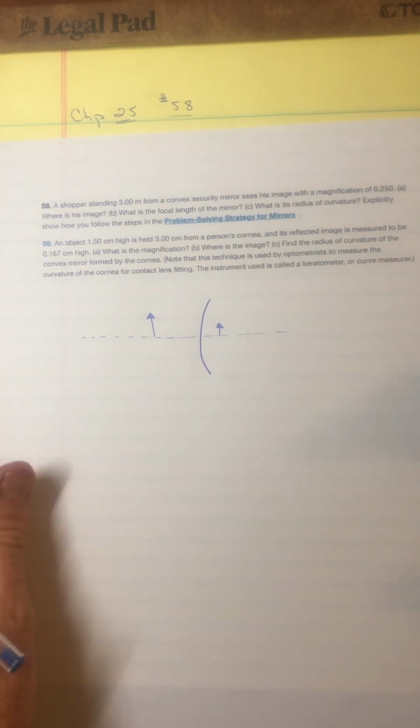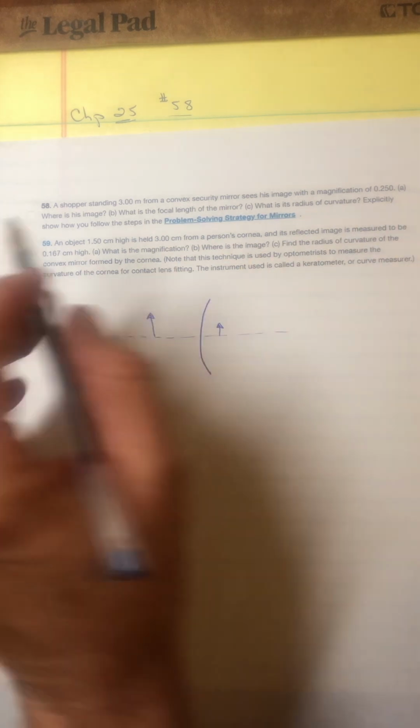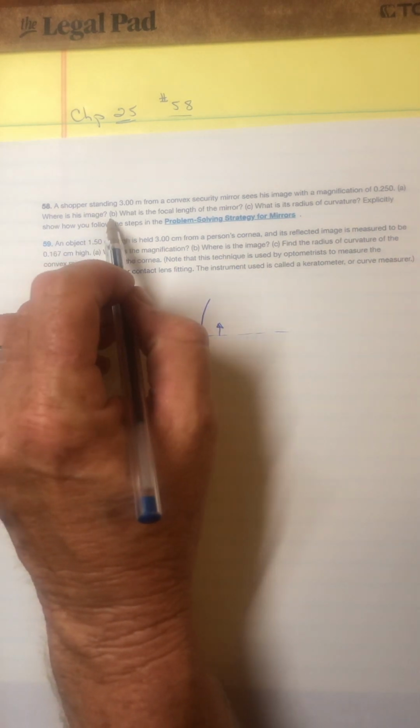And I guess the flat mirror would be the 5th option, where it was the same size, a special case between the two. Anyways, this is the idea here. And then it says, where is this image?